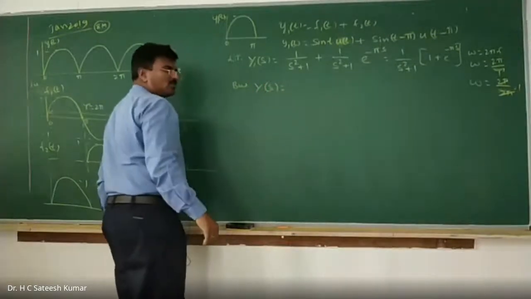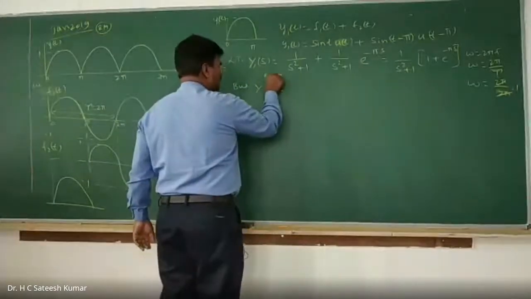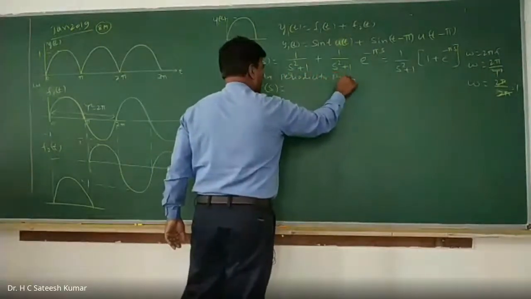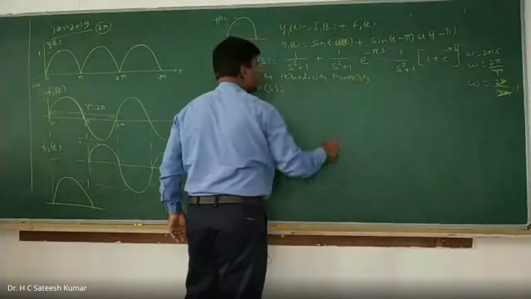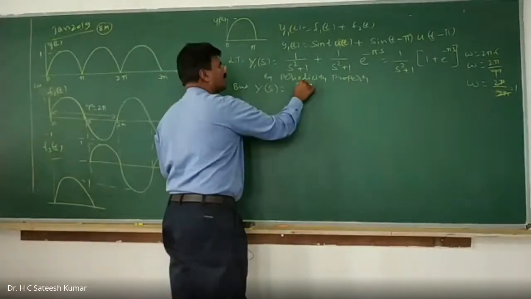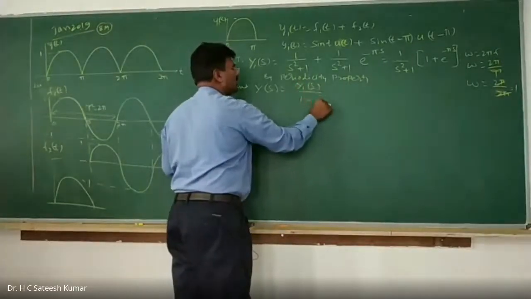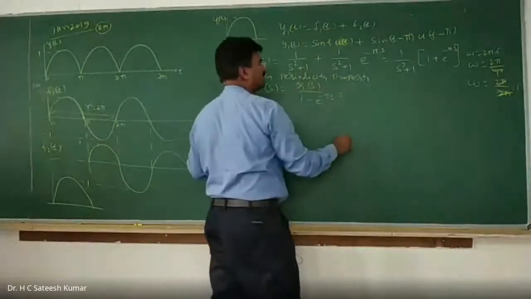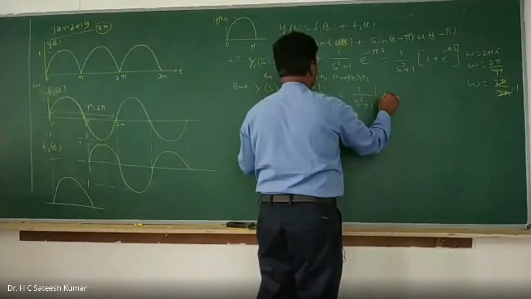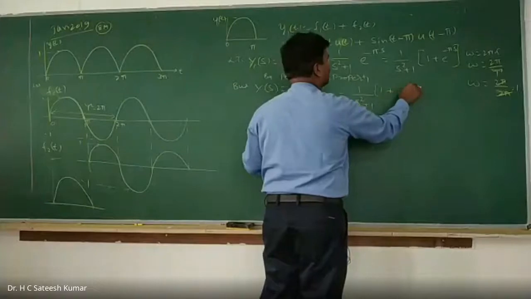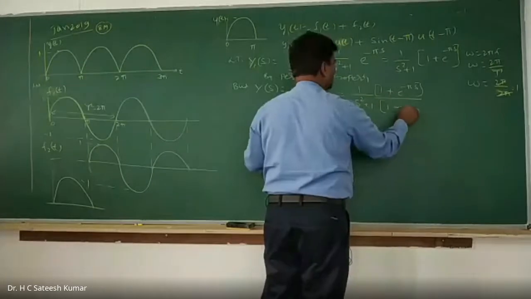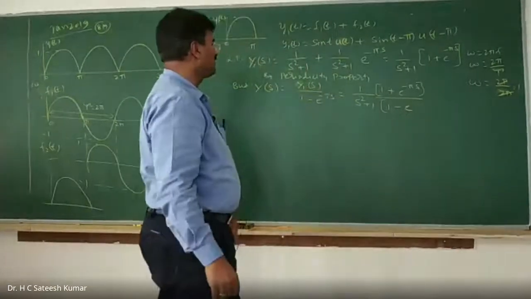Y of s is equal to, by the periodicity property, we can write it as y1 of s divided by 1 minus e to the power of minus Ts. Y1 of s is what? 1 divided by s square plus 1 into 1 plus e to the power of minus pi s, divided by 1 minus e to the power of minus period s. What is the period here?